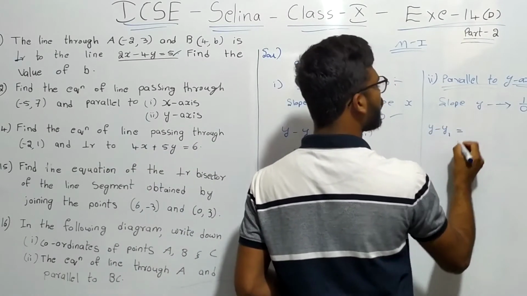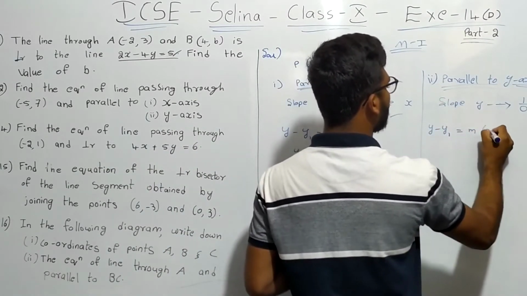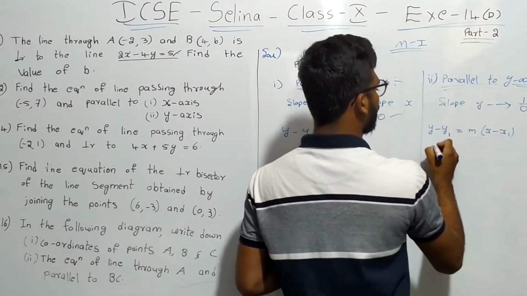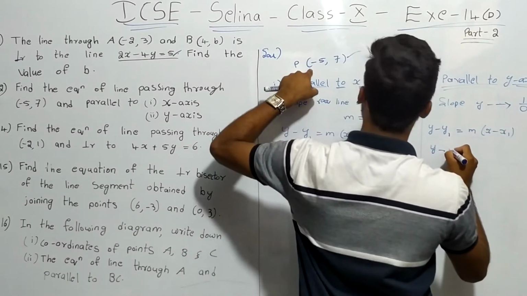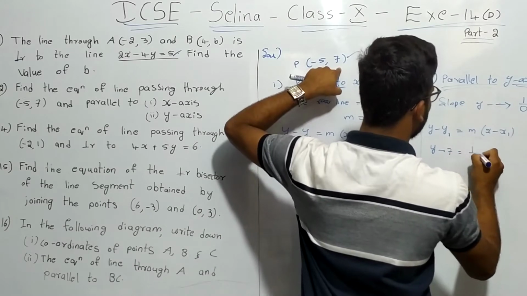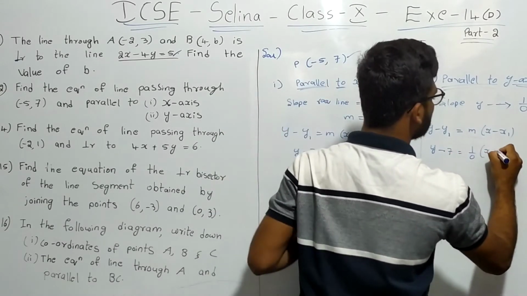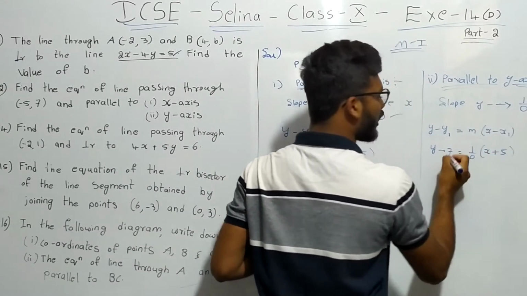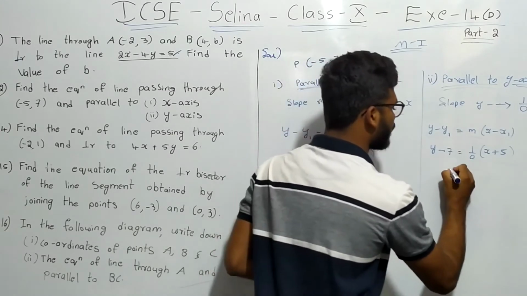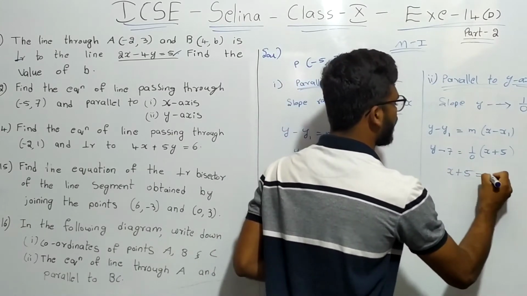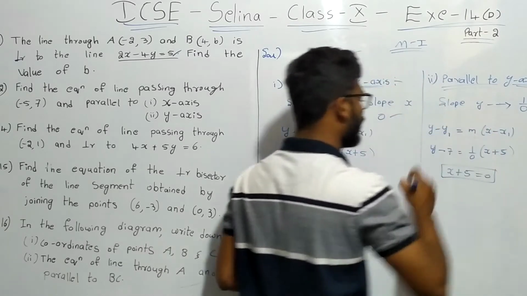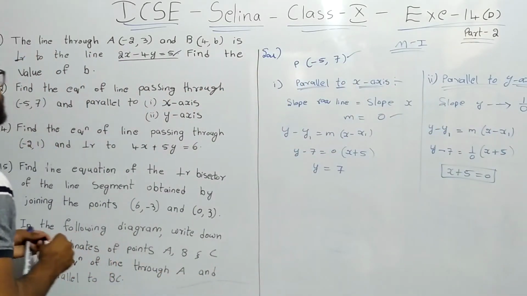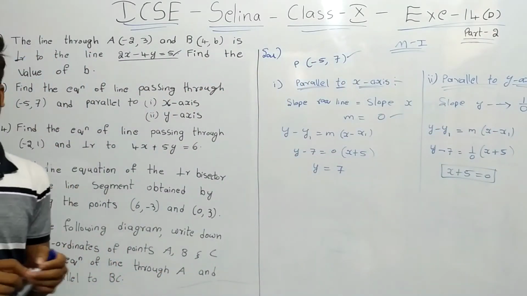As the line is parallel to the y-axis, the slope is the same, right? y minus y1 equals m into x minus x1. So y minus 7 equals 1 by 0 into x minus of minus 5, x plus 5. So 0 will come this side, it will multiply, everything will become 0. So x plus 5 equals 0 is the equation of the line which is parallel to the y-axis and passing through minus 5 comma 7.